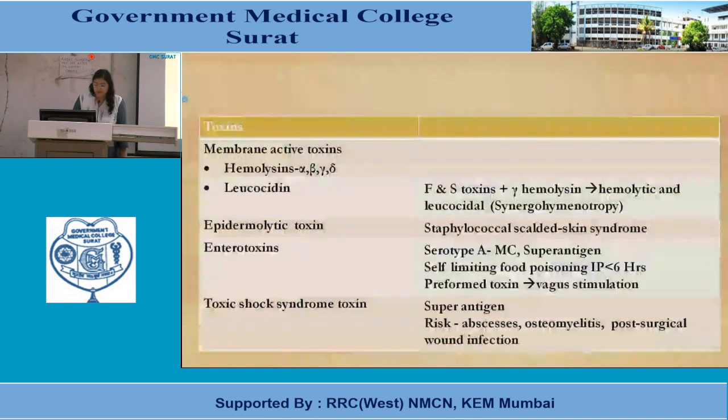Another toxin is the toxic shock syndrome toxin, which is again a superantigen. It causes different abscesses, osteomyelitis, and post-surgical wound infection, with associated risks in those patients who have abscess, osteomyelitis, and post-surgical wound infection. It can lead to toxic shock syndrome.